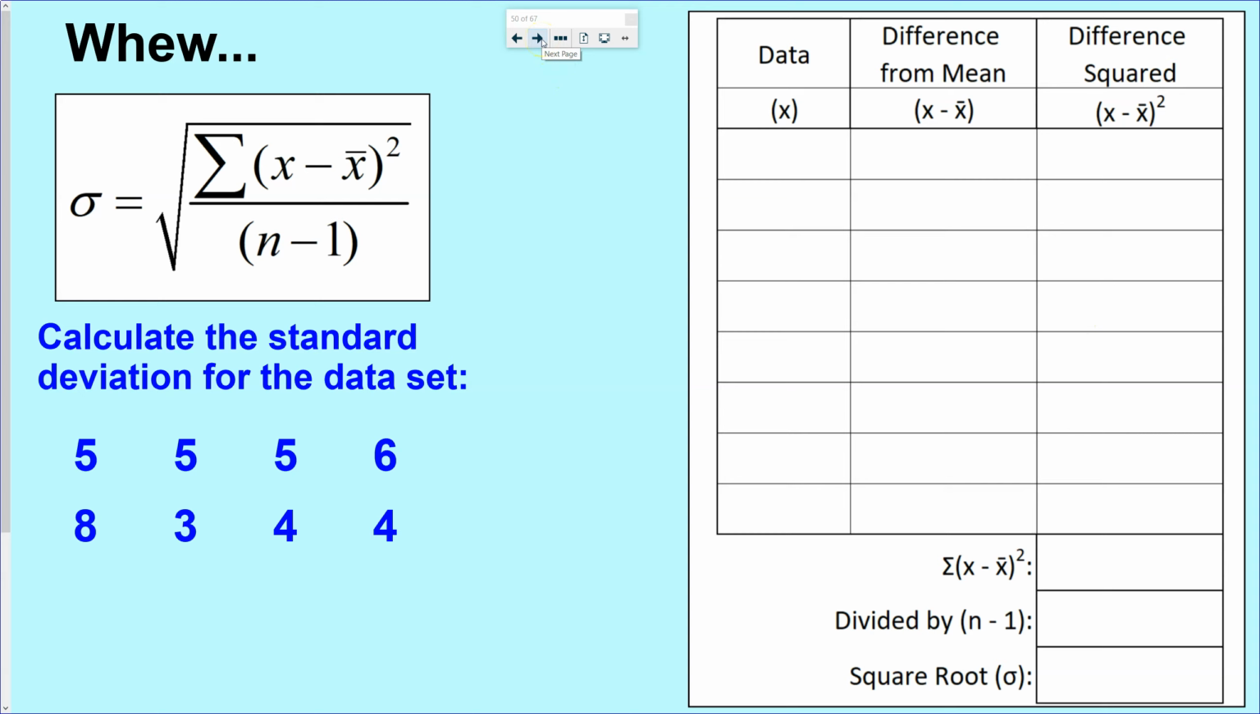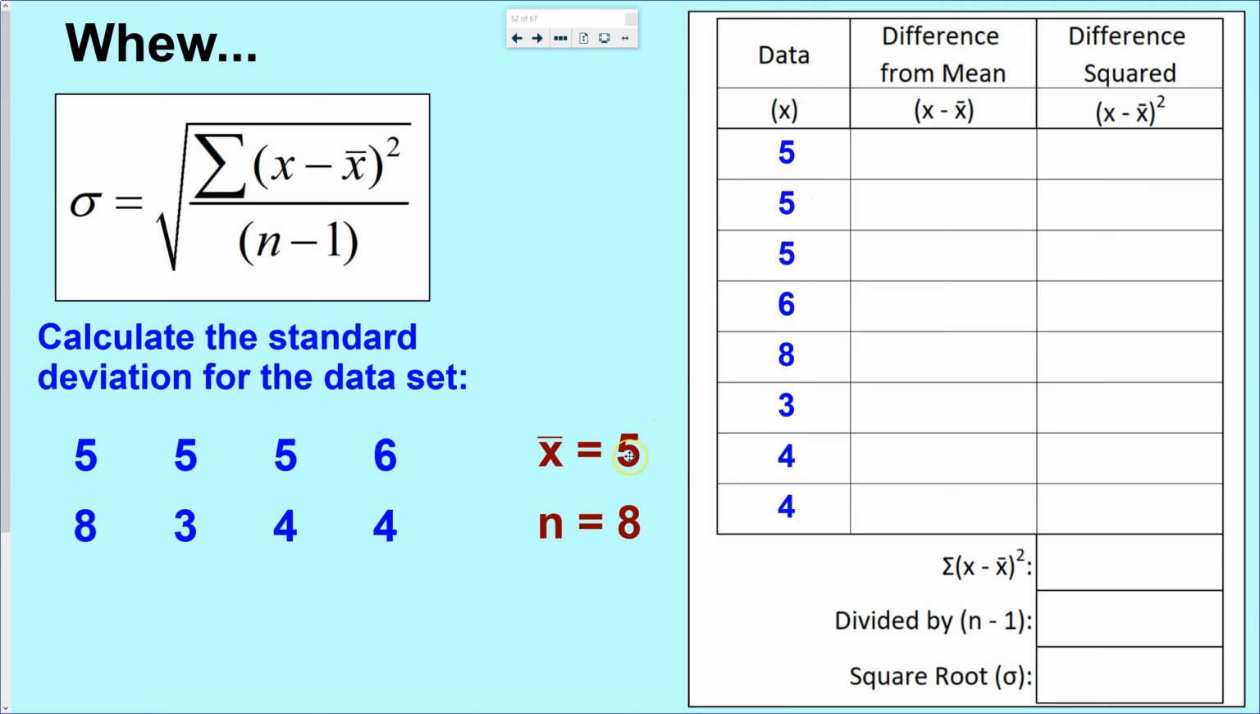So here we go. The first step was to find the mean. So if I add up all those 8 numbers and divide by 8, I get an average value of 5. And I also noted that the number of items in the data set was 8. So those are two very simple, quick things that we can do. The next simple, quick thing is we can put all of our numbers into this first column here. Our next job is to take each of these numbers and subtract the mean from it.